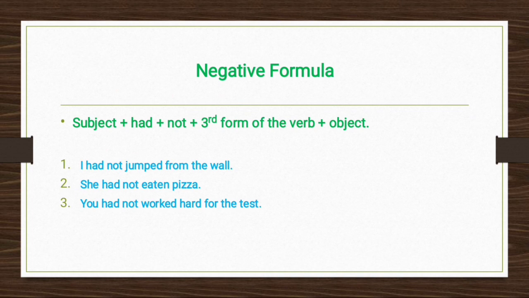Negative formula. When we talk about negative, we have to use not. Subject plus had plus not plus third form of the verb plus object. Like I had not jumped from the wall. I is subject, had is helping verb, and not, obviously we are talking about negative, so we have to use not. Jumped is third form of the verb, from the wall is object. She had not eaten pizza. You had not worked hard for the test.